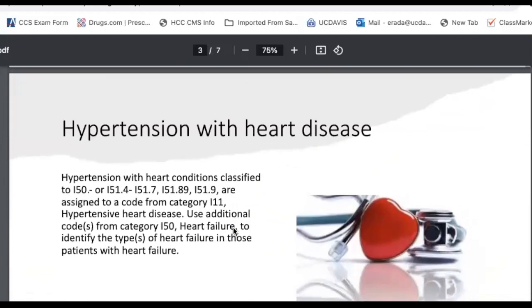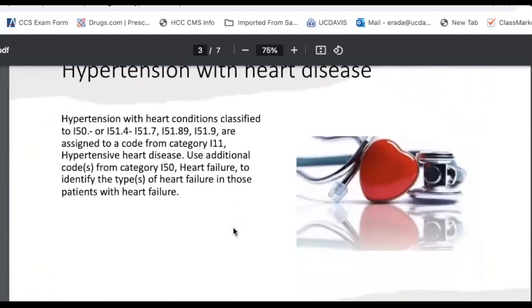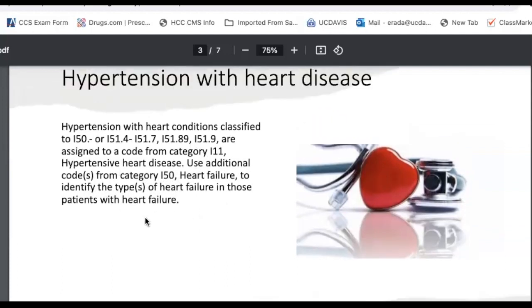Now, what is this hypertension with heart disease? Let's read this. Hypertension with heart conditions classified to I50 or I51.4, I51.7, and I51.89 are assigned to a code from category I11, hypertensive heart disease, and use additional codes from category I50, heart failure, to identify the type of heart failure in those patients with heart failure. So what does this guideline mean?